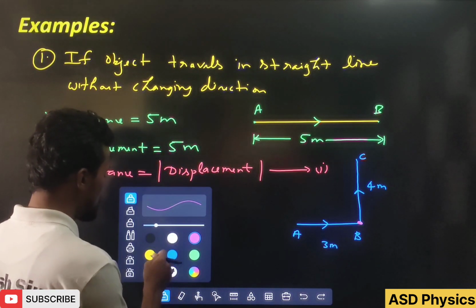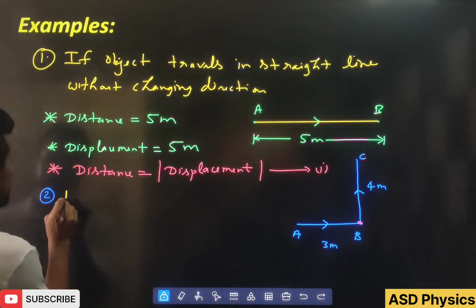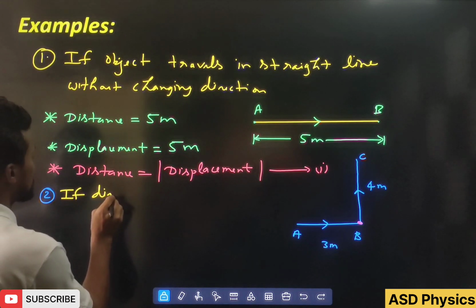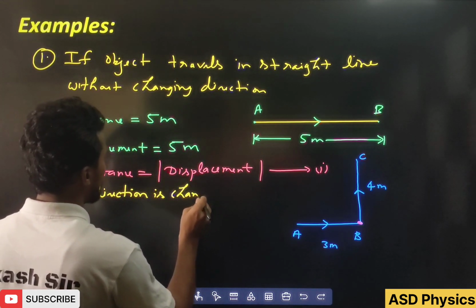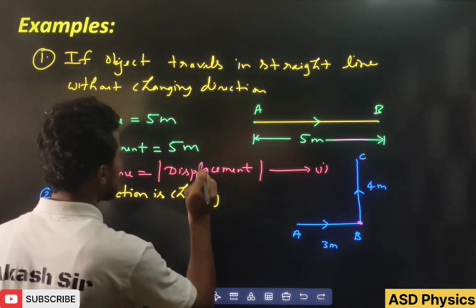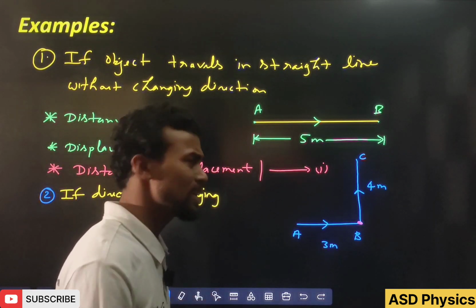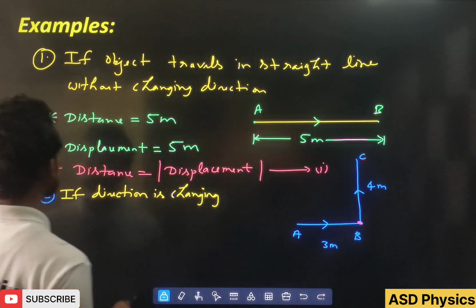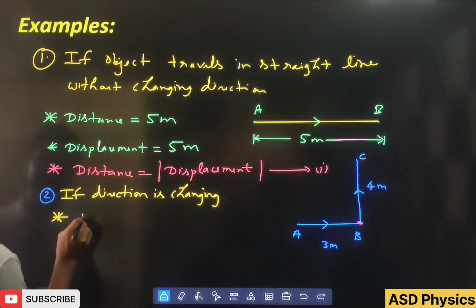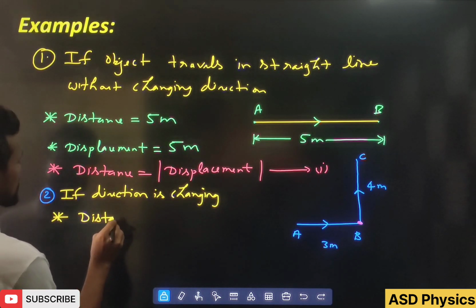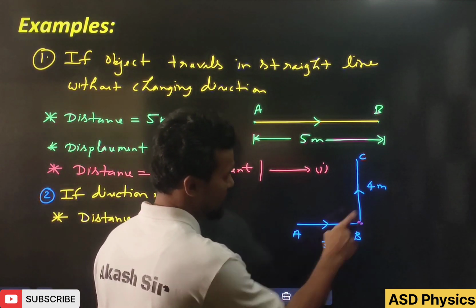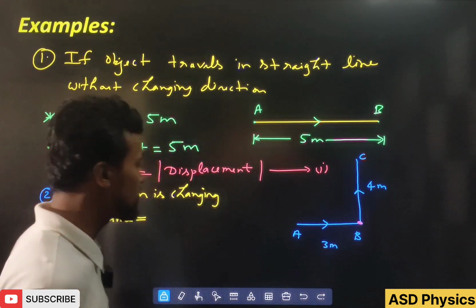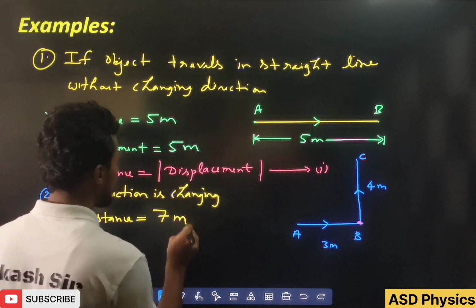So in this situation, students, if the direction is changing, maybe it is moving in a straight line and then changing, or maybe it is continuously changing in a circular path. So what will happen here if I write the distance? Students, what is the distance? Distance means actual path length. You can see this is 3 meter, this is 4 meter, total 3 plus 4, 7 meter.